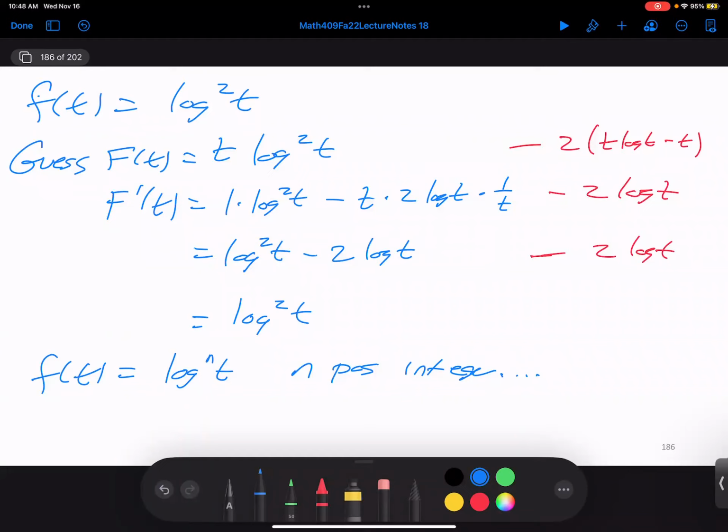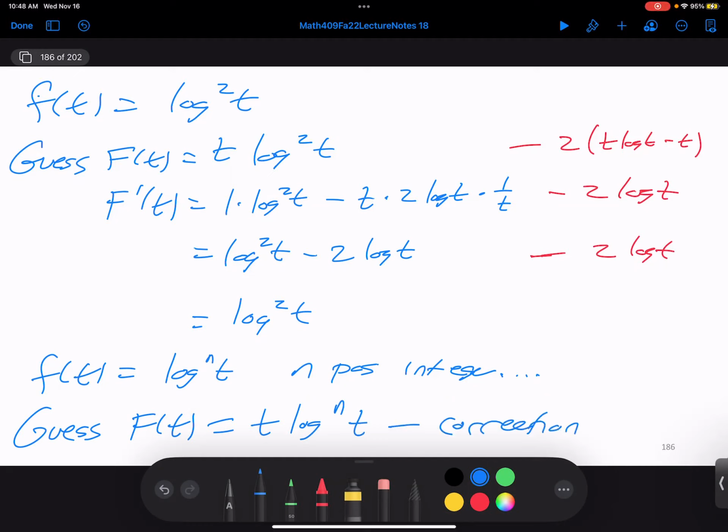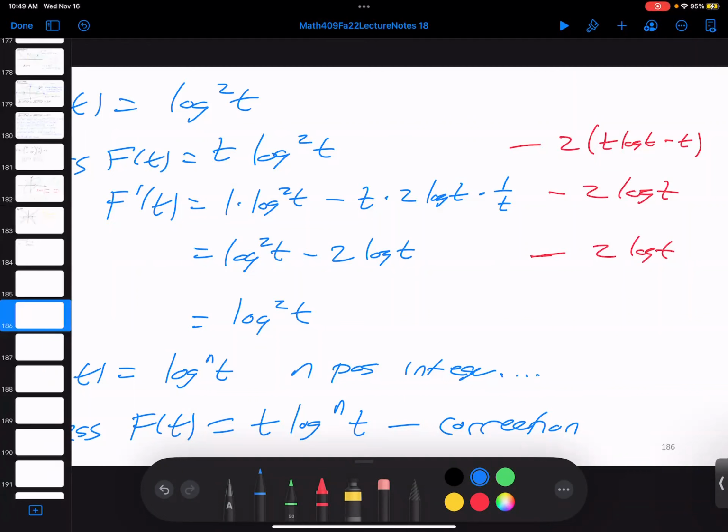Or what you could do is you can start to try to do this by induction. Assume you have something nice for the derivative of log to the n minus 1, and now show when you do this. So I would guess f of t is t log to the n of t minus a correction. And that correction should hopefully be something in terms of lower powers. And you can see, oh yeah, when I take the derivative, I'll get n t log to the n minus 1, times 1 over t. So I'll have a log to the n minus 1, which by induction I know. So you can see that the induction is going to come through and work. All right. So this is a good place to start.